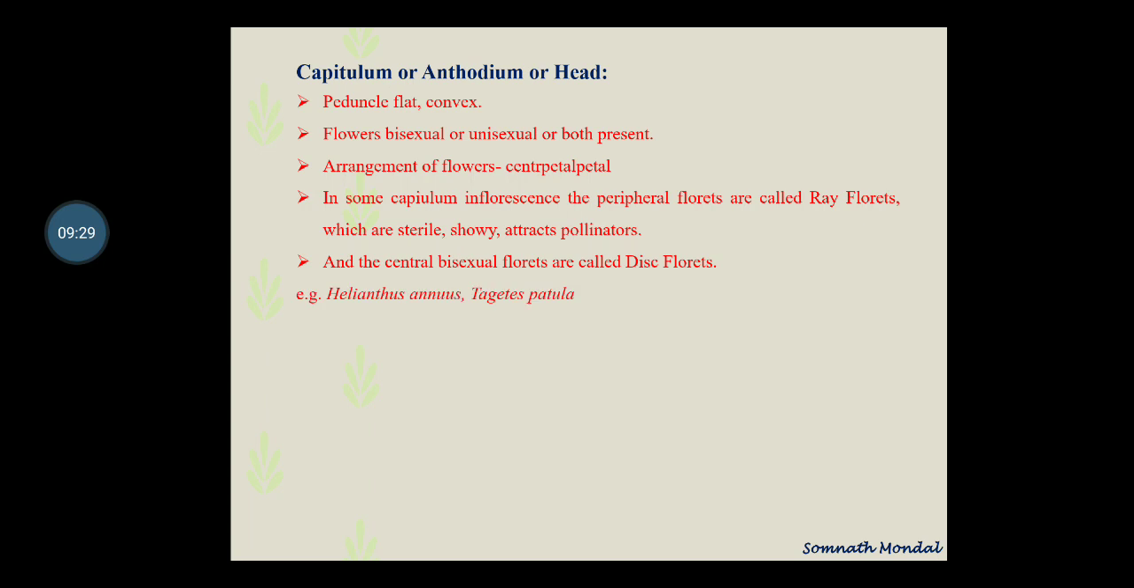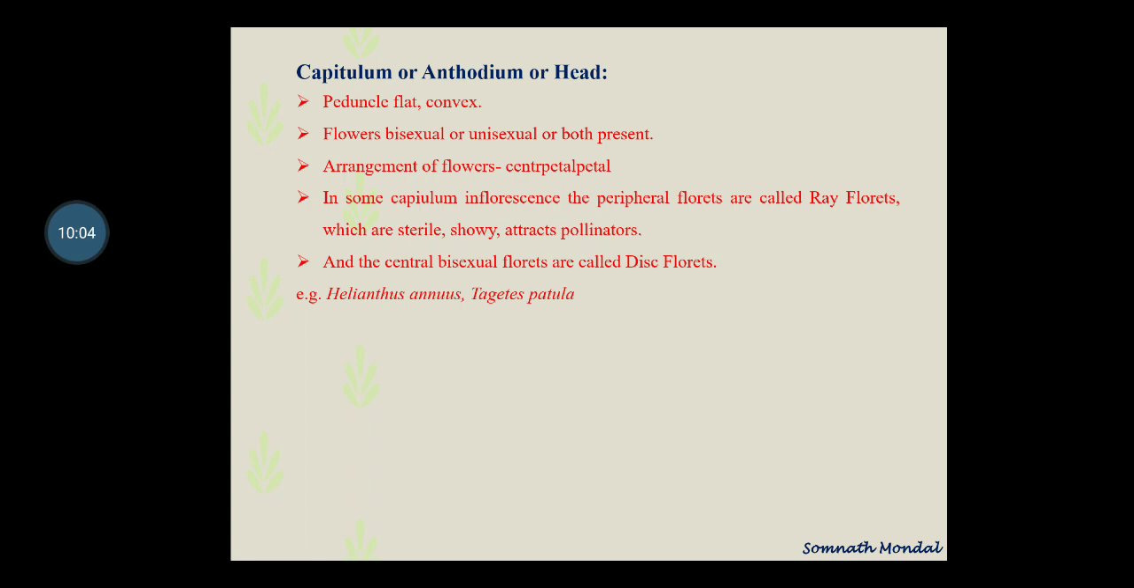So the examples are Helianthus annuus and Tagetes patula, both members of Asteraceae. One is sunflower, Helianthus, and Tagetes is marigold. In both cases, you can see the peripheral florets are showy and colorful, with bright yellow or bright red colors. But the central florets look more or less like a stick.